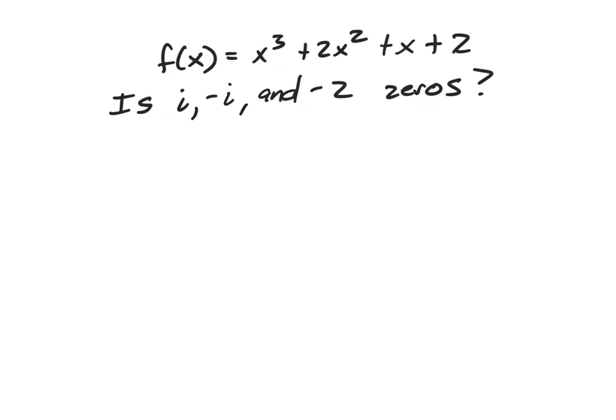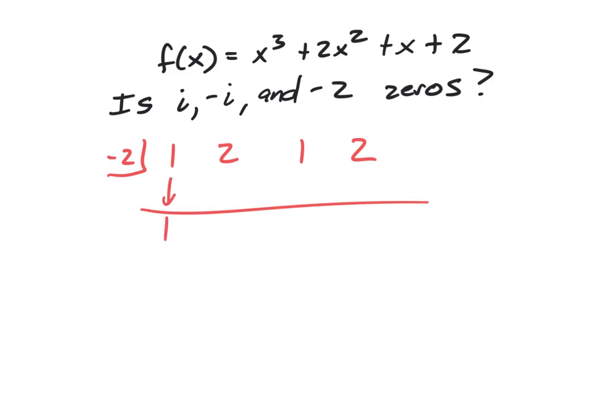So all we're trying to do here is say yes or no. So out of those 3 zeros, what would be the easiest one to use first? -2. And I'm going to show you why we want to use the easiest one first. I don't want to start with i, because it's going to get big and nasty if you use i or -i to start with. So use the nice integer number that we have. 1, 2, 1, 2 are my coefficients. We get a remainder of 0.